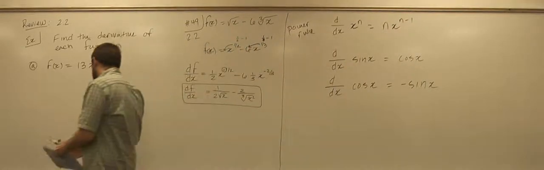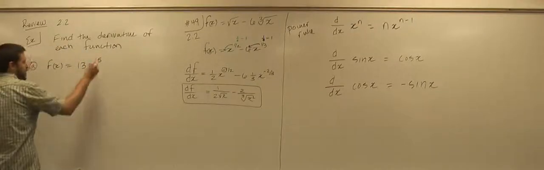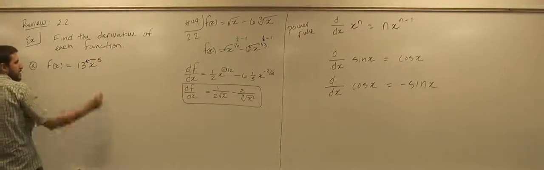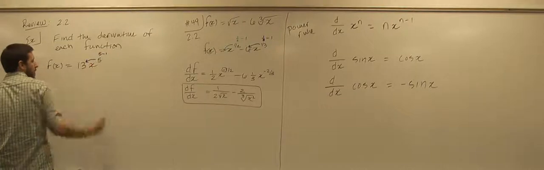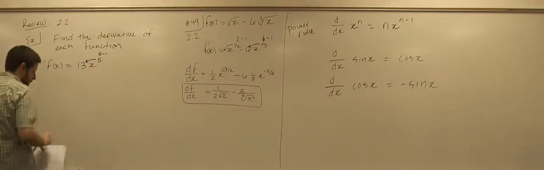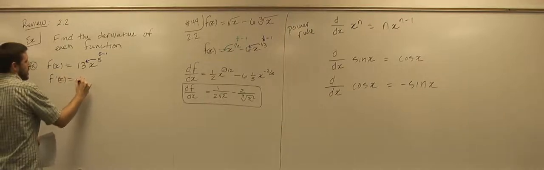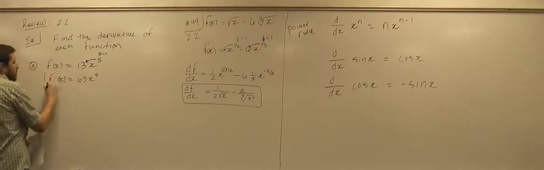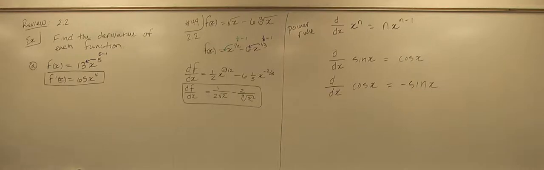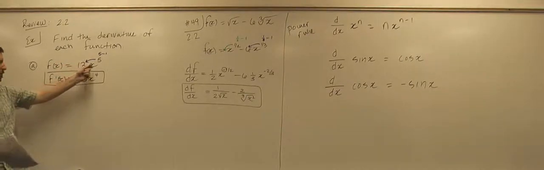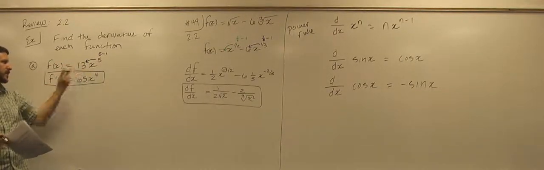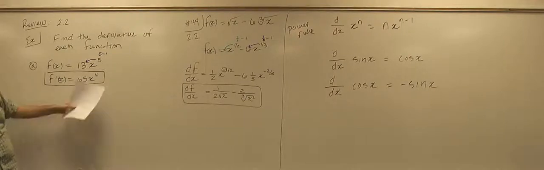65x to the 4th, right? The 5 comes down, gets multiplied by the 13, you subtract 1 from the power. 5 times 13 is 65, so f prime is 65x to the 4th. So if you have a function of this form, x to the n, even if there's a number in front, you can apply the power rule.